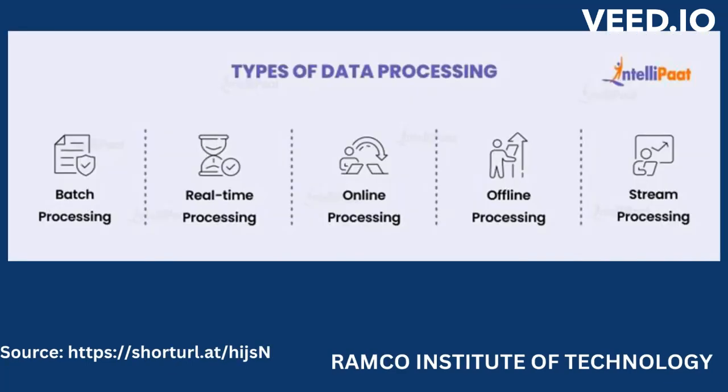Next comes the types of data processing. Here we have five types of data processing. First is batch processing, next is real-time processing, next is online processing, then offline processing, and finally stream processing. Let us see them one by one.